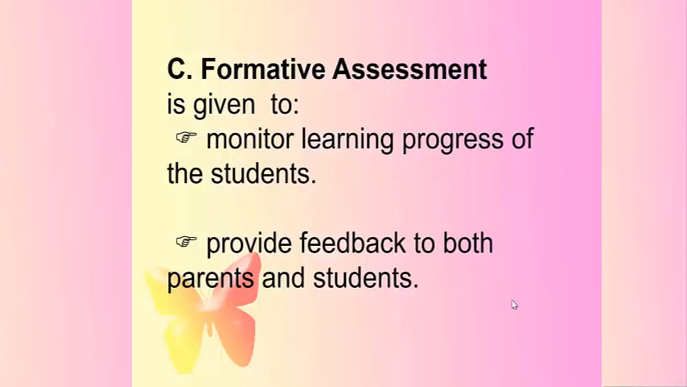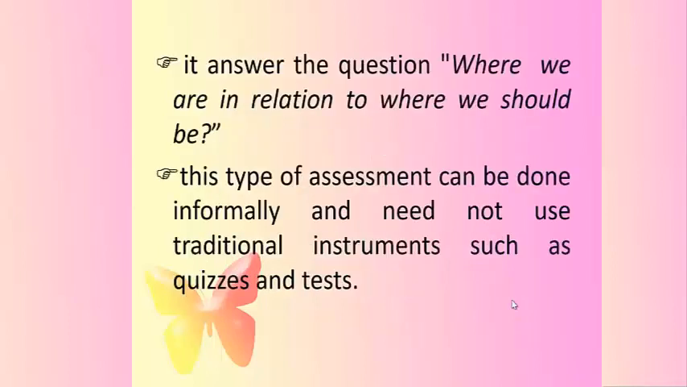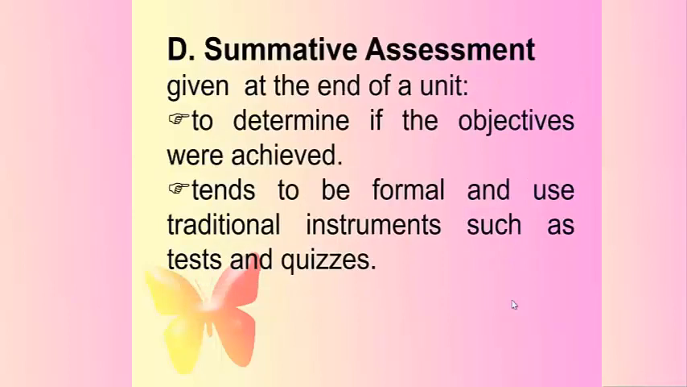So this is now the grading. So it answers the questions where we are in relation to where we should be. And this type of assessment can be done informally and need not use traditional instruments such as quizzes and tests. Letter D is summative assessment. This is given at the end of a unit. The purpose is to determine if the objectives were achieved. This tends to be formal and use traditional instruments such as tests and quizzes.